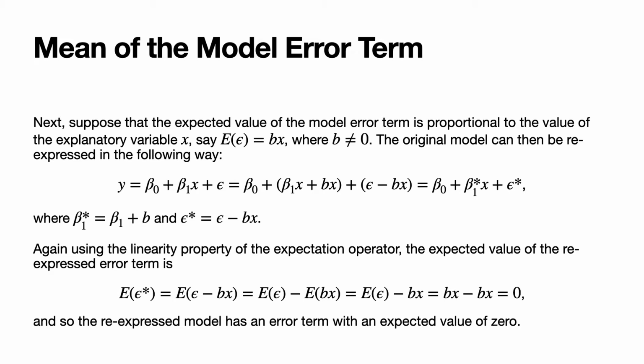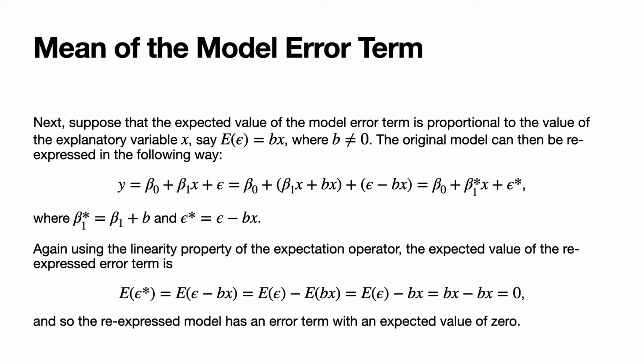Now again, using the linearity property of the expectation operator, the expected value of the re-expressed error term, the expected value of epsilon star, is equal to the expected value of epsilon minus b times x. That's equal to the expected value of epsilon minus the expected value of b times x. Now the expected value of b times x is just b times x because both b and x are constants. The explanatory variable here is assumed to be measured without error, or we're doing a conditional analysis on the value of x.